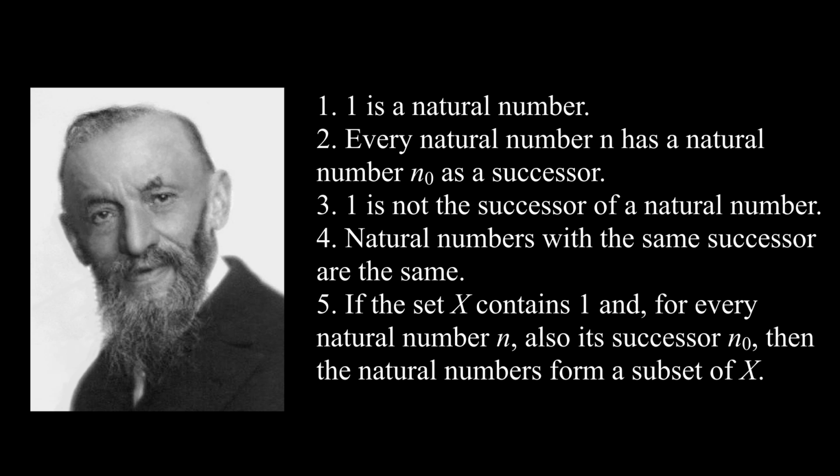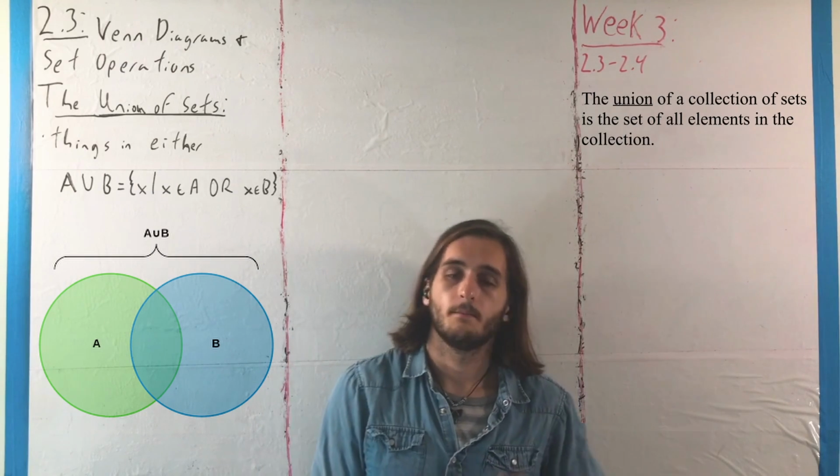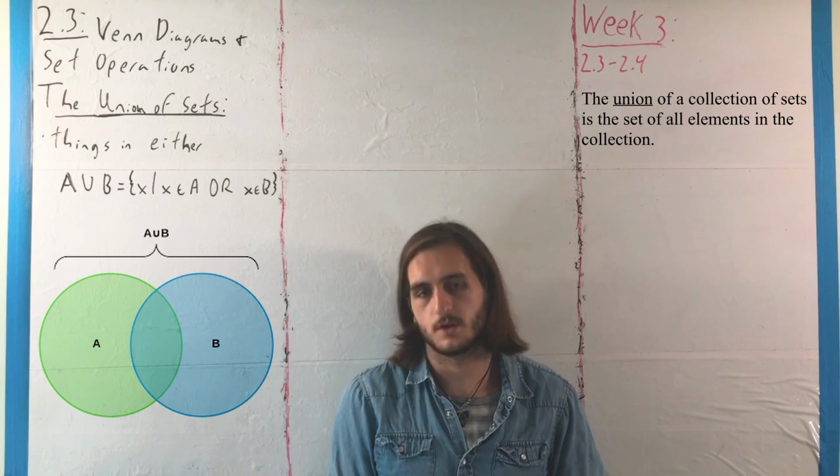1 is not the successor of any natural number, except for 0 if we want 0 to be a natural number. Natural numbers with the same successor are the same. So because the successor of 3 is 4 and the successor of 3 is 4, 3 is 3. And then finally, if the set X contains 1, and for every natural number n also its successor n prime, then the natural numbers form a subset of X, to bring in that notation from our last section. But anyway, that's a jumping off point to the natural numbers.